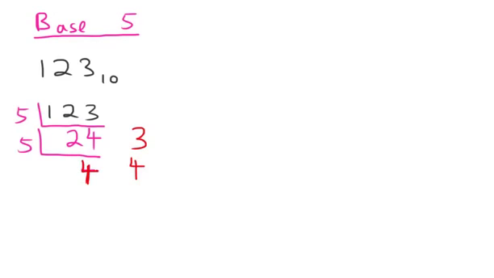And the answer, from the question here, you read all the way up. Therefore, it should be 4, 4, 3. So the answer for this would be 443 base 5. So you can see it's the same method, same steps. It's just that in the division we now use a different divisor.